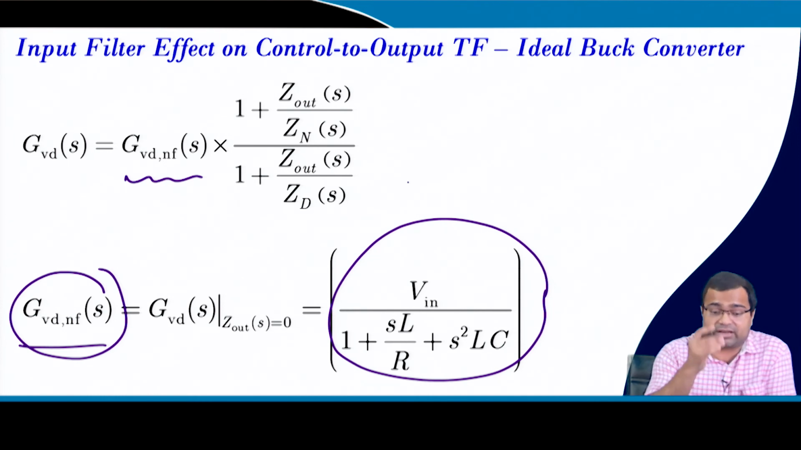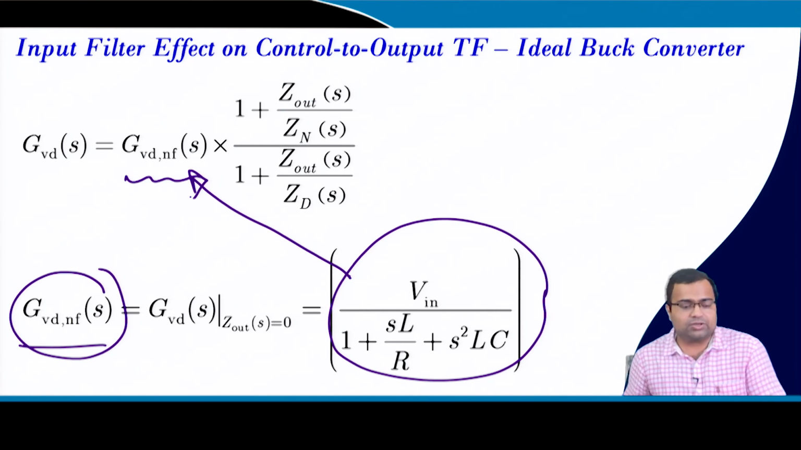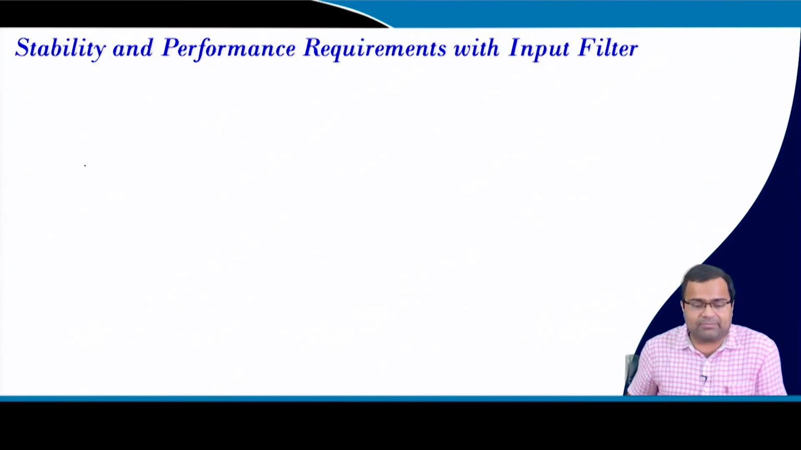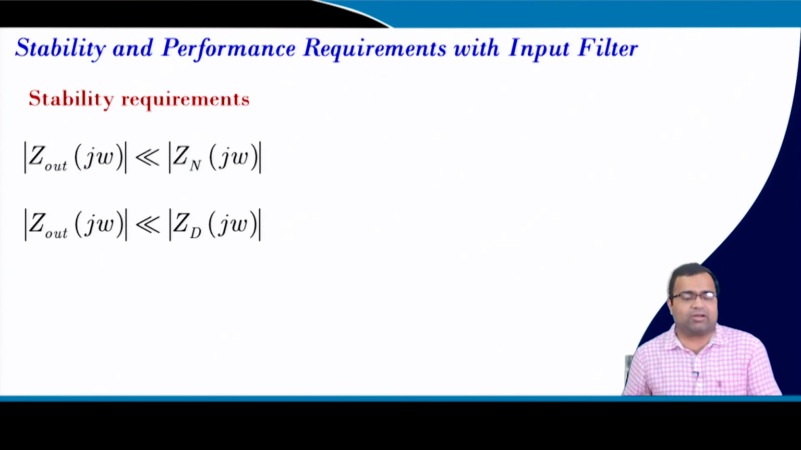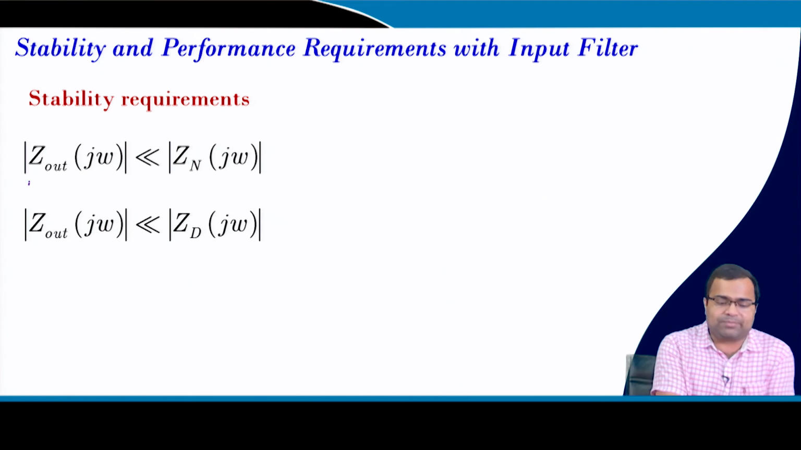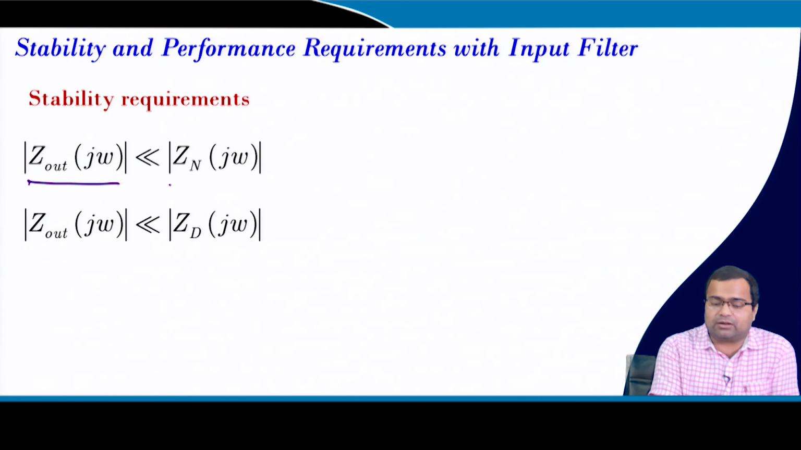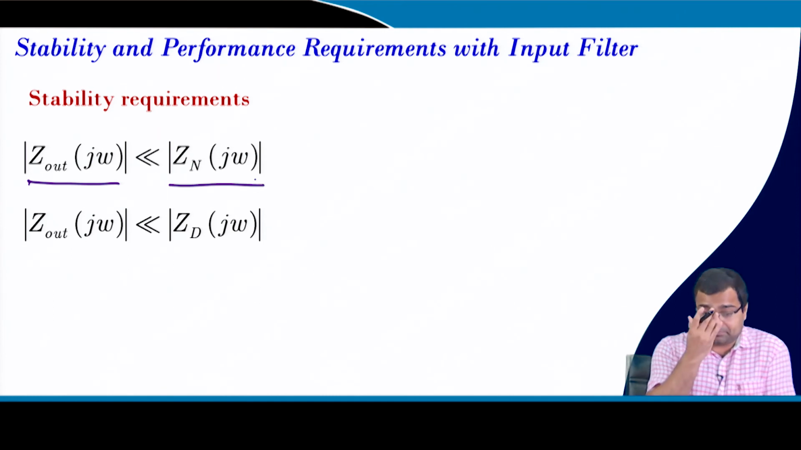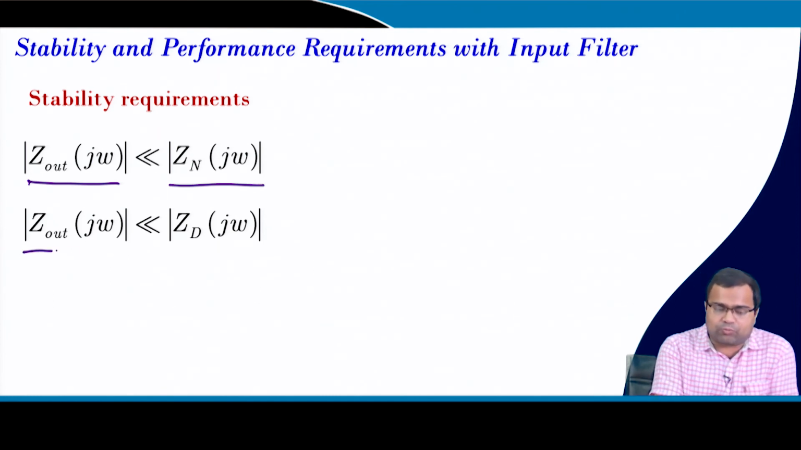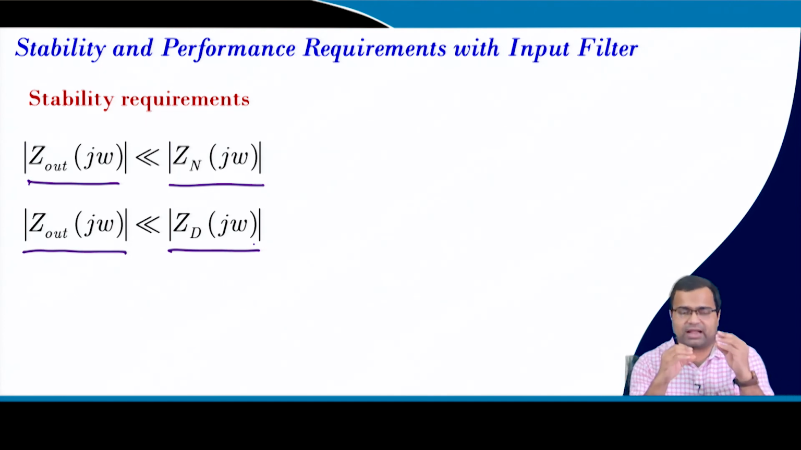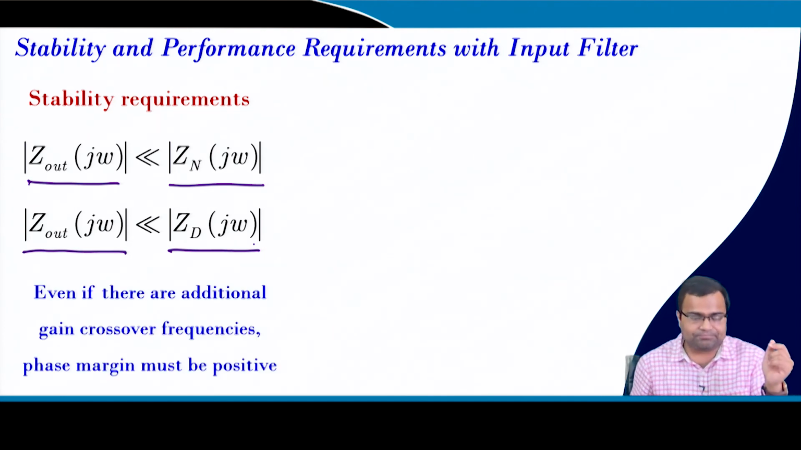So, we can actually write down, we can take it here and we can analyze. So, you can write down this. So, what is the criteria? ZD, all this we have derived. Stability criteria, the stability requirement: the magnitude of the output impedance of the input filter should be much smaller than the magnitude of the null input impedance. Similarly, the magnitude of the output impedance should be smaller than the input impedance of the DC-DC converter. That means, this will make sure that their effect is insignificant.